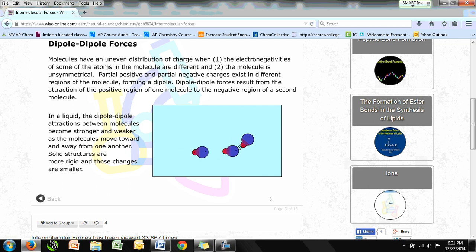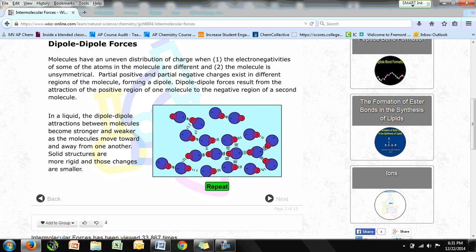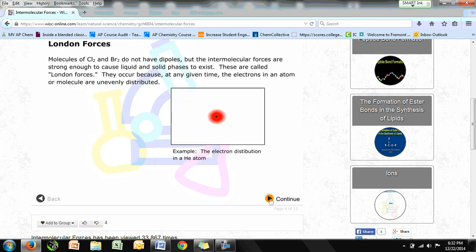Now this is an example of dipole-dipole. So you see this is a polar molecule, a negative blue end and a positive red end. And you can see that the electron cloud size is bigger because more of the electrons are present on that side. And this attractive force between them is called dipole-dipole attraction.